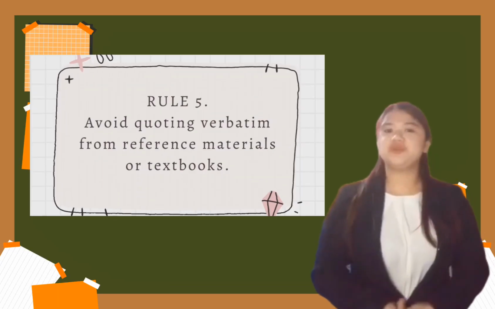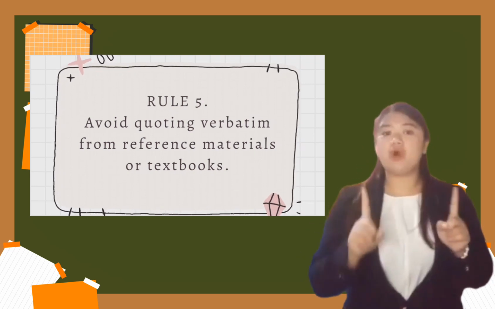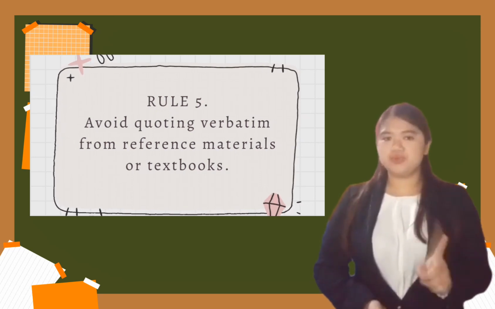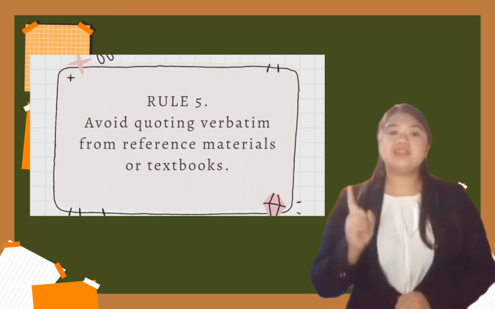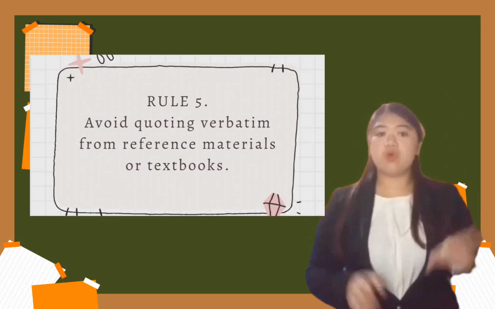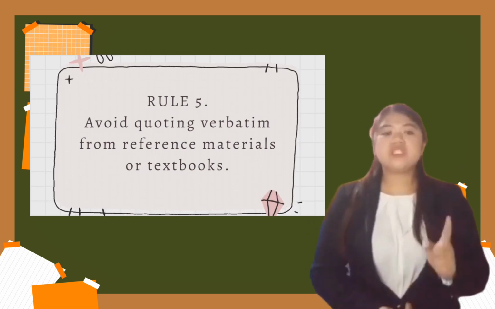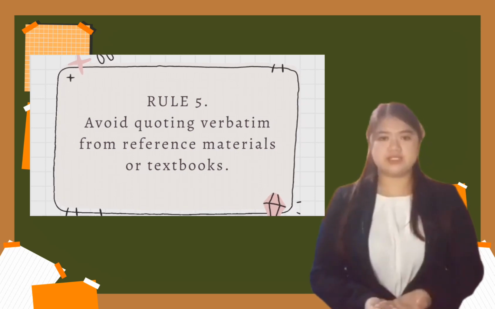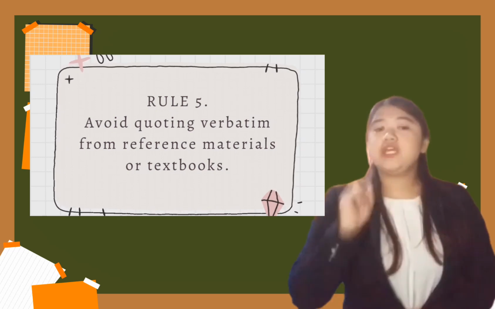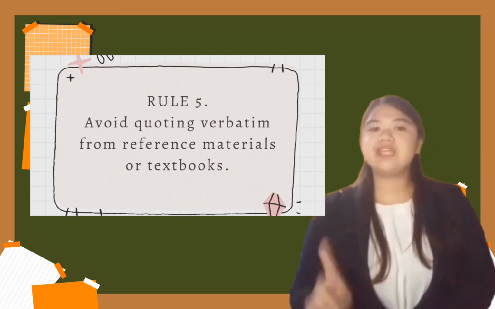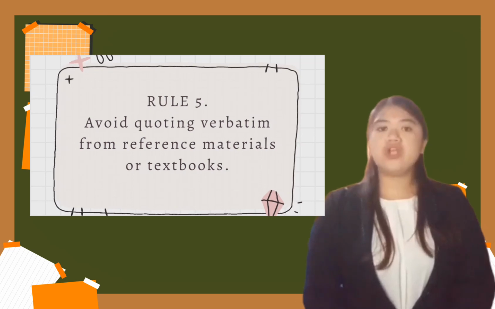Now let's proceed to rule number 5 in constructing a true or false test. Avoid quoting verbatim from reference materials or textbooks. This practice sends the wrong signal to the students that it is necessary to memorize the textbook word for word, and thus the acquisition of higher level thinking skills is not given due importance. So as much as possible, we should avoid taking the exact words stated in the textbook or in the other learning materials that we are going to use.